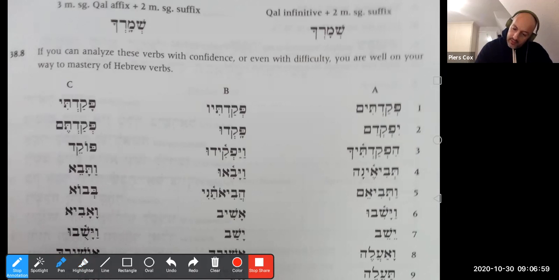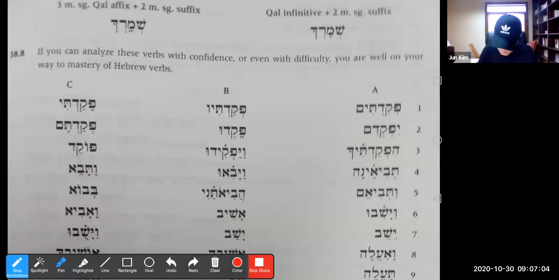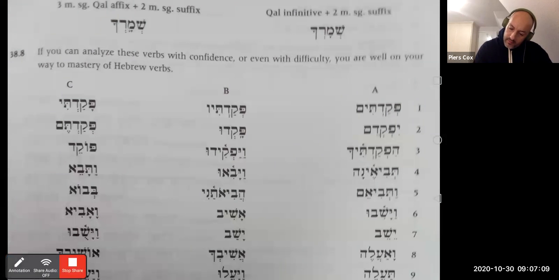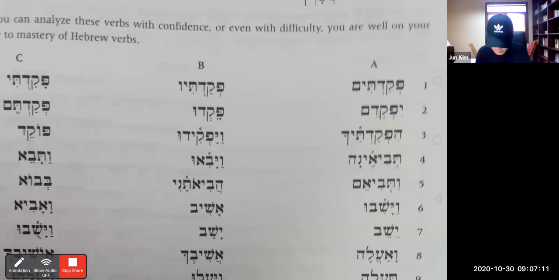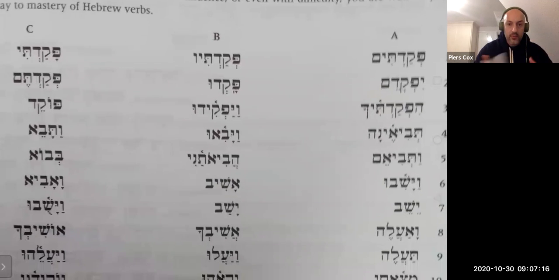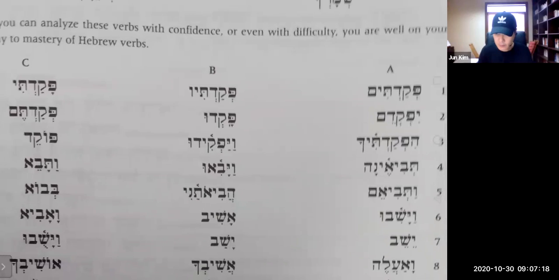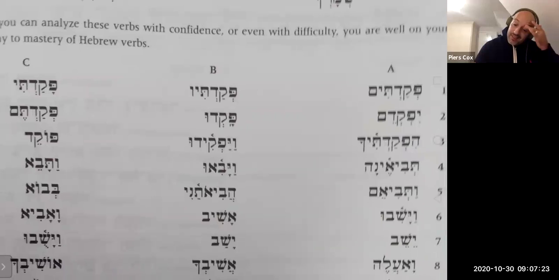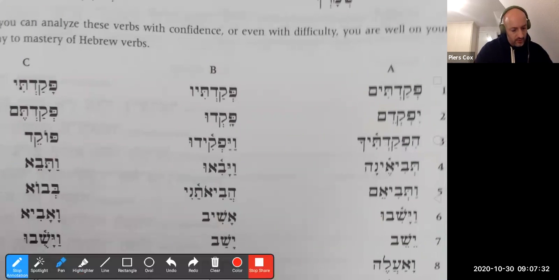I guess process of elimination, really. We've got the verb pakad, a strong verb. It's not in the hifil stem, not in the piel stem either. So it's got to be in the qal stem, I think. And then the ending, eem is a masculine ending, but it's the tav that's throwing me, the tav that's in there that I'm not sure about.